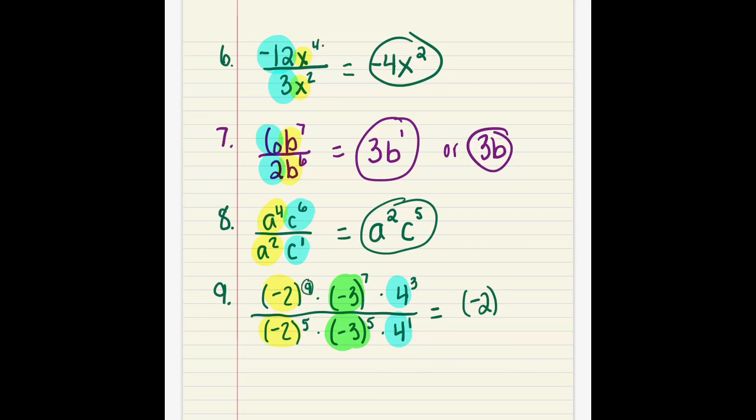We're going to subtract the exponent 9 minus 5, which is negative 2 to the 4th. Now it's still going to be times our next base, which is negative 3. So base negative 3, we will combine into 1 by subtracting 7 minus 5, which is 2. And then our last base is base 4. And we are going to subtract our exponents, 3 minus 1. So that is it for our quotient rule.